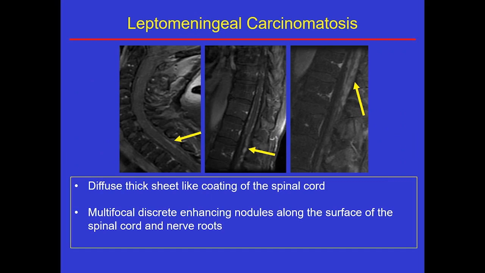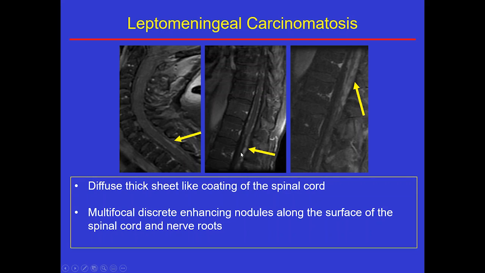The mimic here that you want to remember is leptomeningeal carcinomatosis. This is a 60-year-old woman with a history of breast cancer. And you can see on the post-contrast T1 images through the cervical, thoracic, and upper lumbar spine, a diffuse thick sheet coating of the spinal cord.